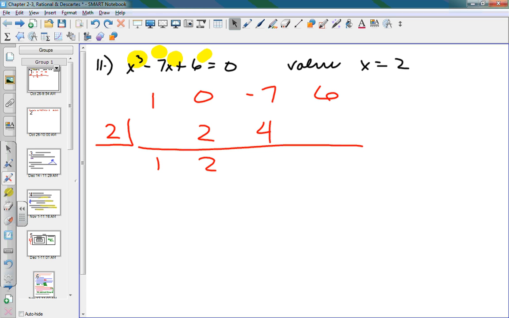Negative 7 and 4 gives me negative 3. Negative 3 times 2 gives me negative 6 to give me 0. What does that 0 indicate? It is a factor. So therefore, now, what degree is this going to be?